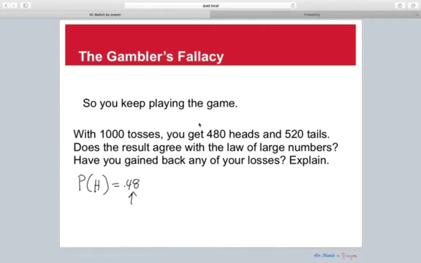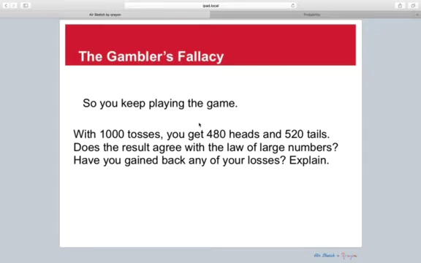Have we gained back any of our losses even though we're now approaching 0.5? Well, again, let's look at it this way. 480 heads means we get paid $480. That's positive for us, but 520 tails means we have to pay back $520. When you subtract those, we're going to be in the hole $40. So no, we haven't won back any of our losses. In fact, you've had to pay out $30 more since you kept playing. And this is the type of thing that casinos rely on.